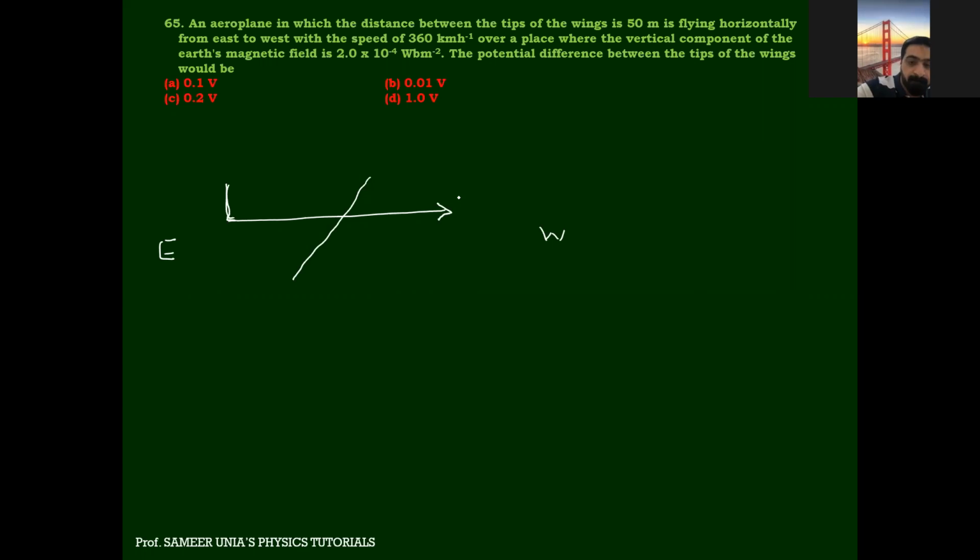Now, can you tell me which lines will it cut? Which lines will this aeroplane's wings cut? Wings are these, okay? BV. It will cut BV lines, okay? BV lines are how? Vertical. This way. The wing is passing this way, it will cut this way.